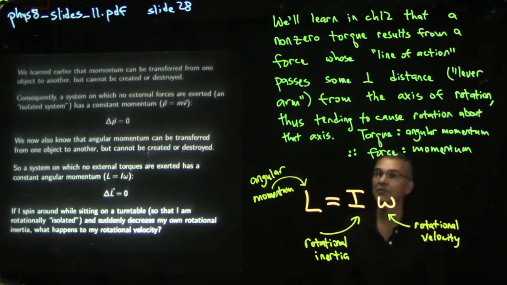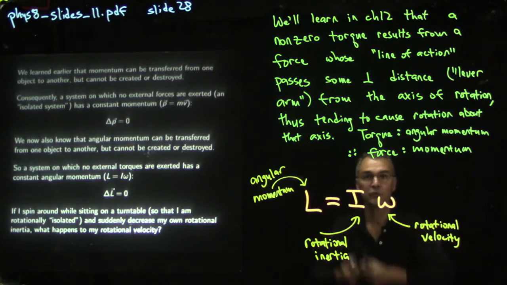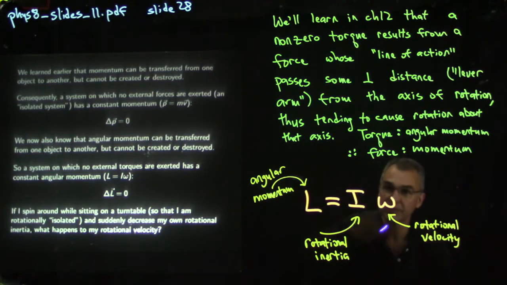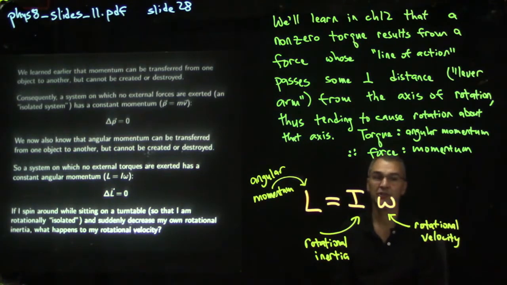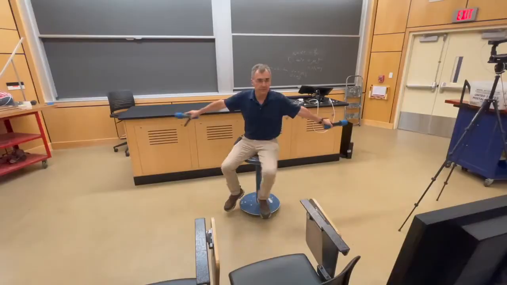Momentum is mass times velocity. It's a measure of how much mass is moving how fast. Angular momentum is rotational inertia times rotational velocity. So it is a measure of how much rotational inertia is rotating how fast. Probably the quickest way to give you some intuition for what this completely new idea, angular momentum, is about is to show you an example that I think will look quite familiar to you if you've ever watched figure skating competitions.